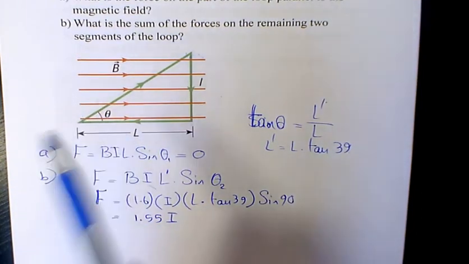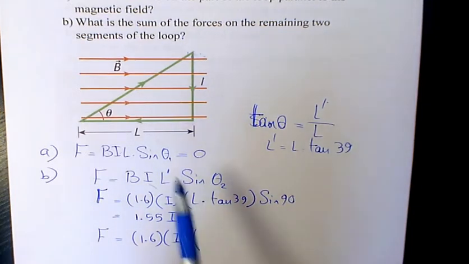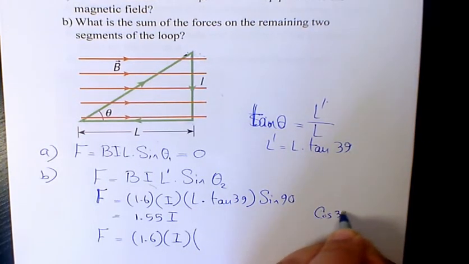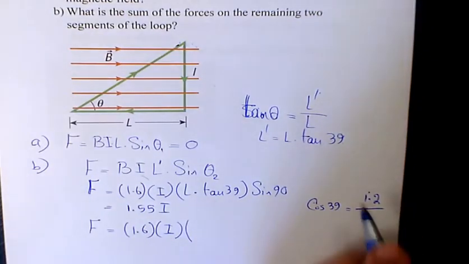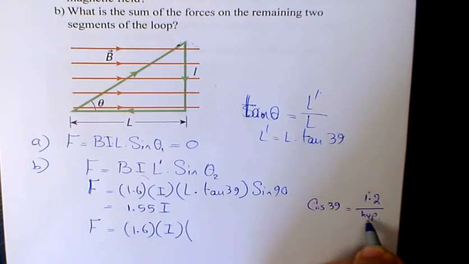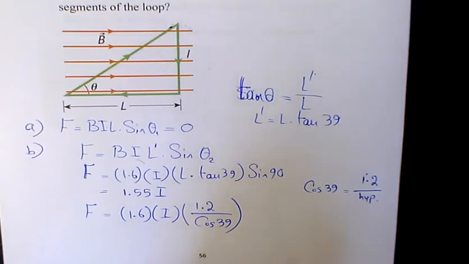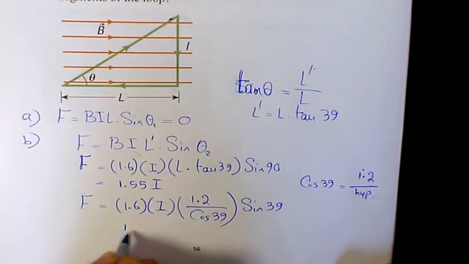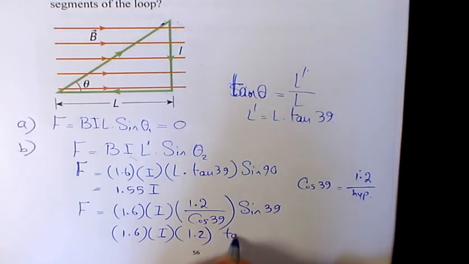Now we need to find out the magnitude of the force on this side. So F again equals B times I, which is not given, times, let's say, L double prime. L double prime is going to be the hypotenuse. So I'm going to say cosine 39 degrees equals adjacent, which is L, or 1.2, divided by the hypotenuse. So hypotenuse equals 1.2 divided by cosine 39, times sine, the angle between these two is 39. So we have 1.6 times I times 1.2, and here sine 39 divided by cosine 39 is going to be tan 39.